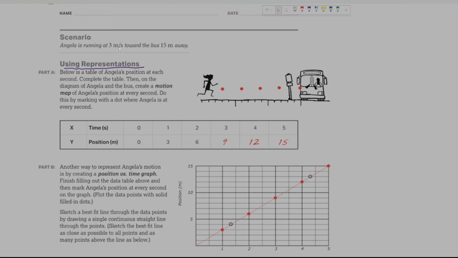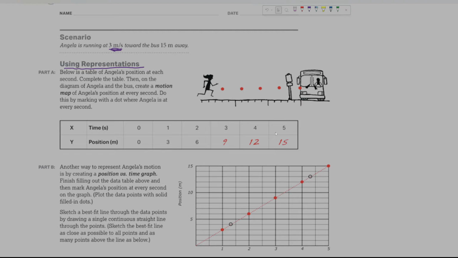It says she's moving 3 meters per second. That means for every second, Angela moves 3 meters. Okay, got that? If you say it out loud, 3 meters per second, and do that with everything, things start to make a little bit more sense. So if you have 0 seconds, she has moved 0 meters. 1 second means 3 meters and so on. So basically every second that goes by, she has moved 3 additional meters. All right, so her position increases by 3 every second.